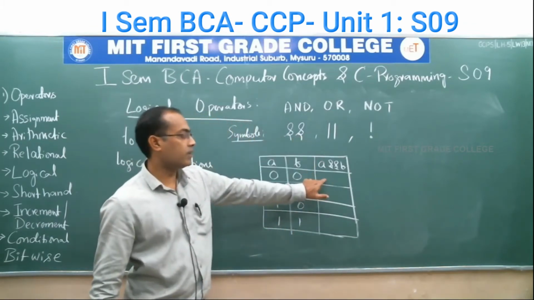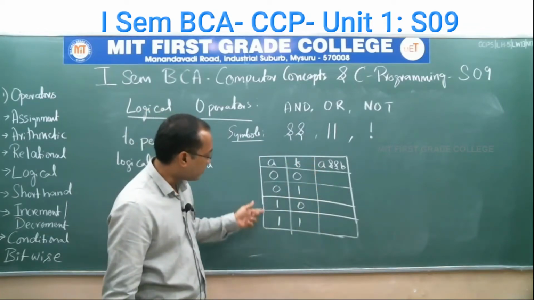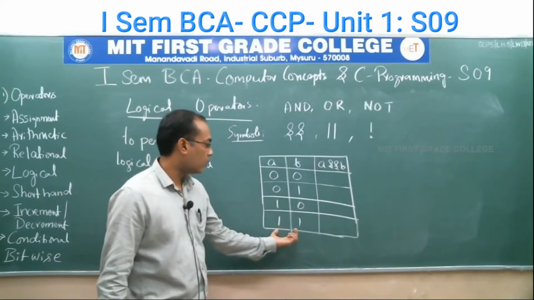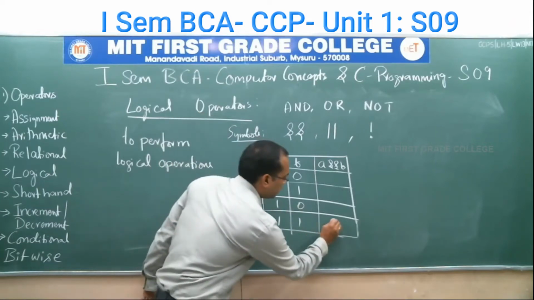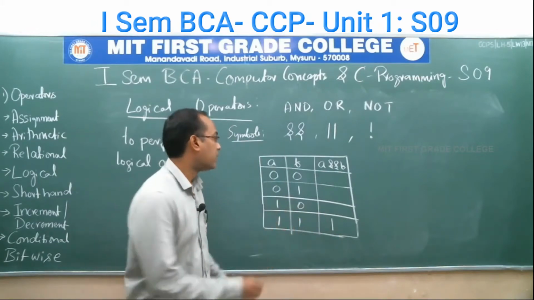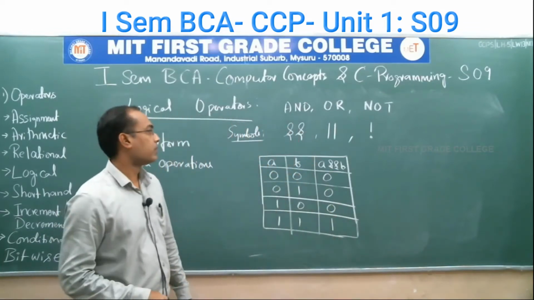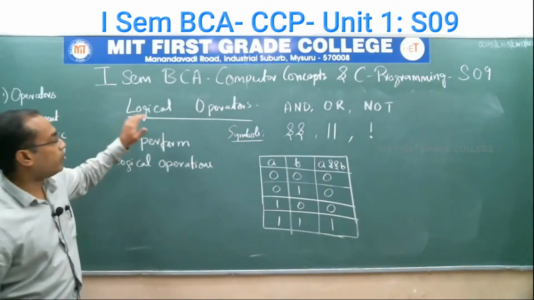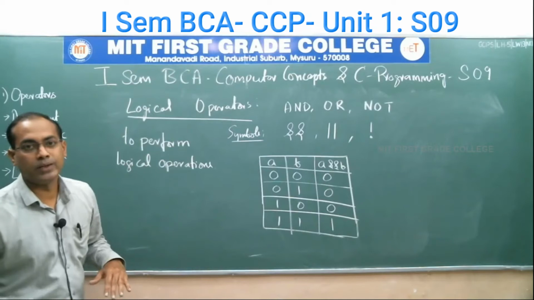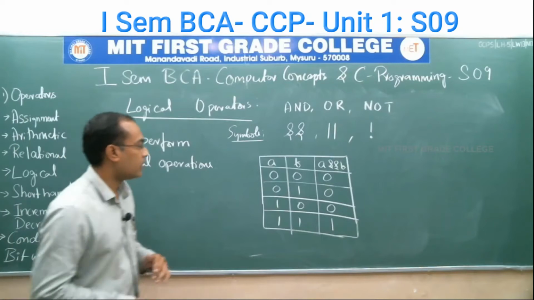Always the result of the logical AND will be high if all the inputs are high. So if you observe all these rows, both the inputs are high only in the last row. So as per the rule, it will produce a high output only when all the inputs are high. Else it will produce a zero or low output. So what does it mean? Logical operators also give you the output as a Boolean value, either true or false, that is 1 or 0.